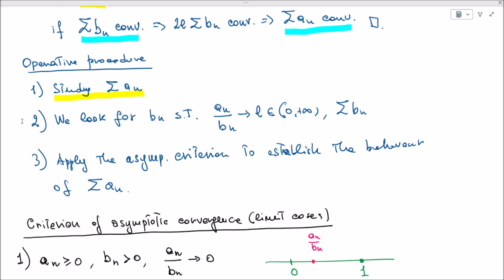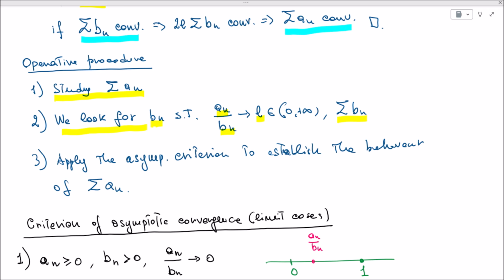The method of evaluating the limit of the partial sums doesn't lead us anywhere. So we look now for another sequence Bn such that An over Bn will converge to a positive number L. Of course, we need to be clever and find such a sequence Bn of which we know something about the series built on top of it. So we know what the behavior of the sum of Bn will be. We don't want to make our life more complex than it already is, okay? So we want to simplify our job.